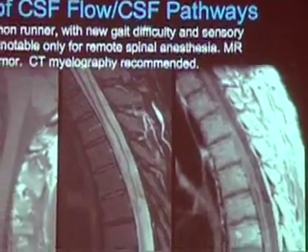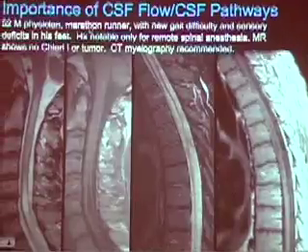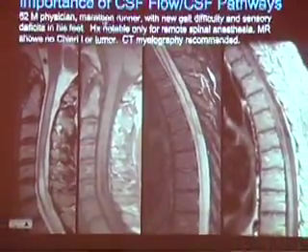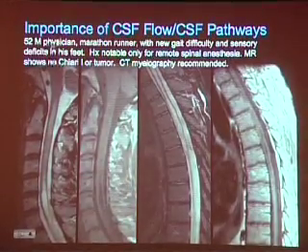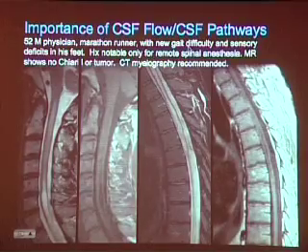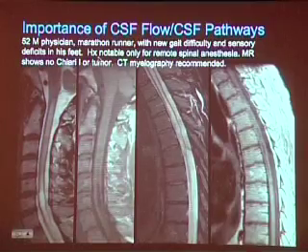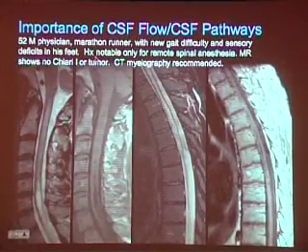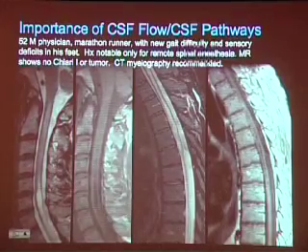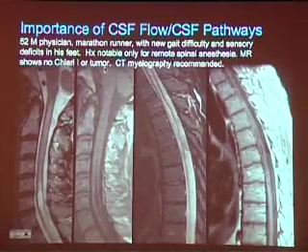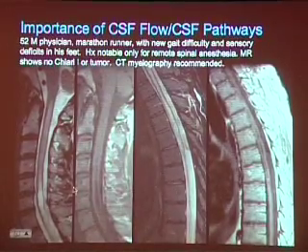Okay, so why are these flow pathways so important? Well, they're so important because when they get gummed up, patients have problems. And here was a case of a 52-year-old doctor who was a marathon runner who had some new gait difficulty and sensory deficits in his feet. And his history was notable only for remote spinal anesthesia. And I don't even remember what procedure he had had that had required spinal anesthesia. So he had an MR scan that showed no Chiari, no tumor, but this is what we saw.